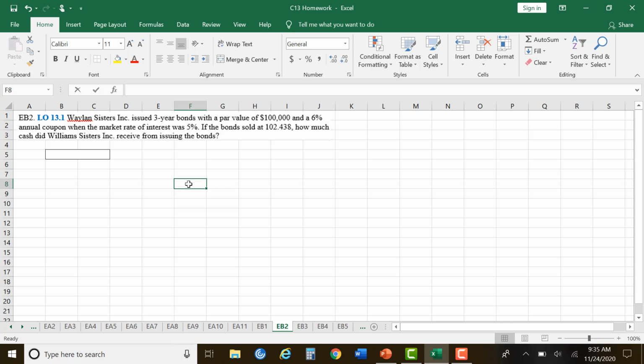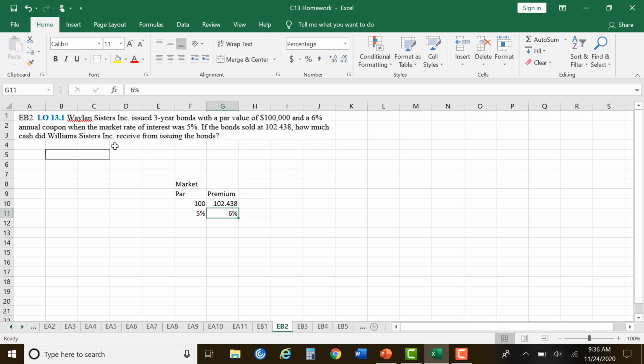So market is at par, and that's at 100. And market rate was at 5%. And our rate is at 6%, so it is above the market rate, so it would be selling for a premium. If the bonds sold at 102.438, so like I said, it sold for a premium, and we could tell that before it even told us. We just didn't know how much more.